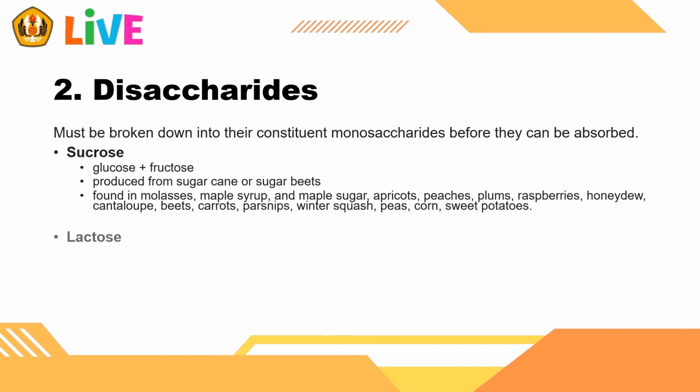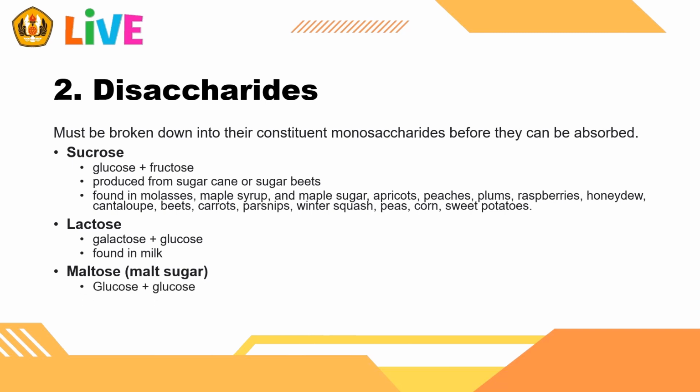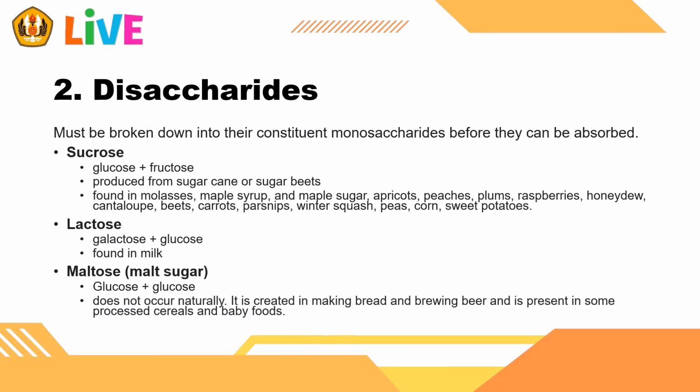The sugar found in milk is lactose. Lactose, which contains galactose and glucose, is unique to mammalian milk. Maltose, or malt sugar, contains two molecules of glucose. Maltose does not occur naturally. It is created in making bread and brewing beer and is present in some processed cereals and baby foods.